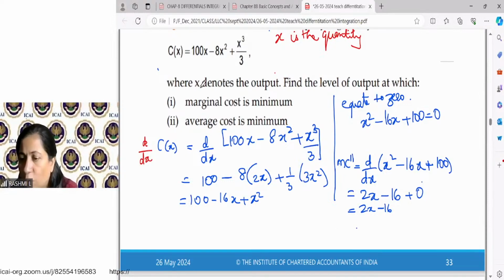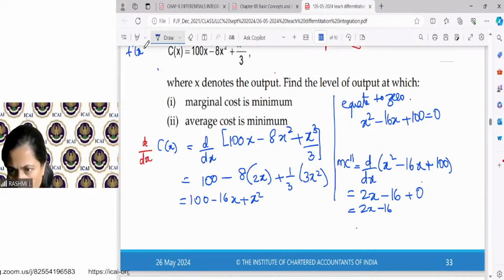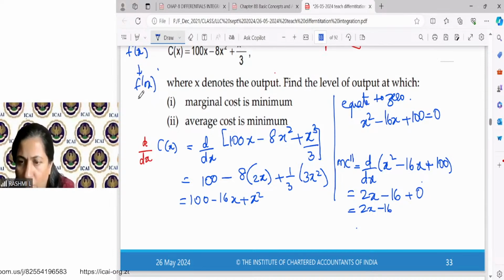Till here, this is what I have done. What is the first term? The function. Then I found its first derivative. Then what am I going to do? I'm going to put it equal to 0. So what do I have here? X square minus 16x plus 100. So what will be the factors here? Nobody is answering. What happened?